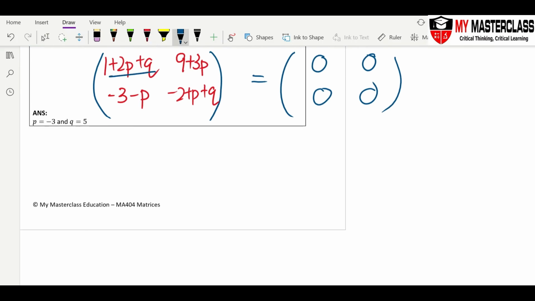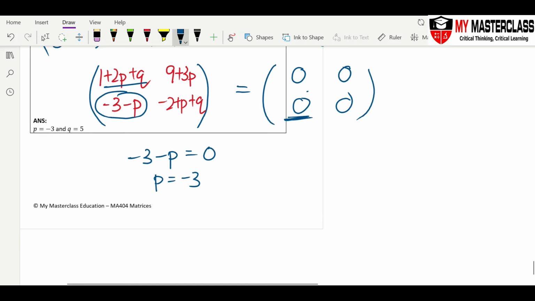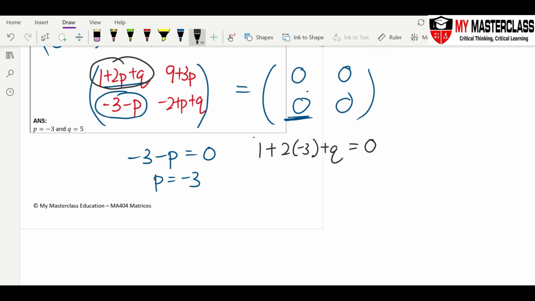Those that have two variables are very hard to compare. The easiest one would be this: negative 3 minus p is equal to, the corresponding element, 0. Hence p equals negative 3. Then we can use any of the others, so maybe we use the first one. 1 plus 2 times negative 3 plus q, I substitute p into this element, must give you equal to 0. q equals 5.